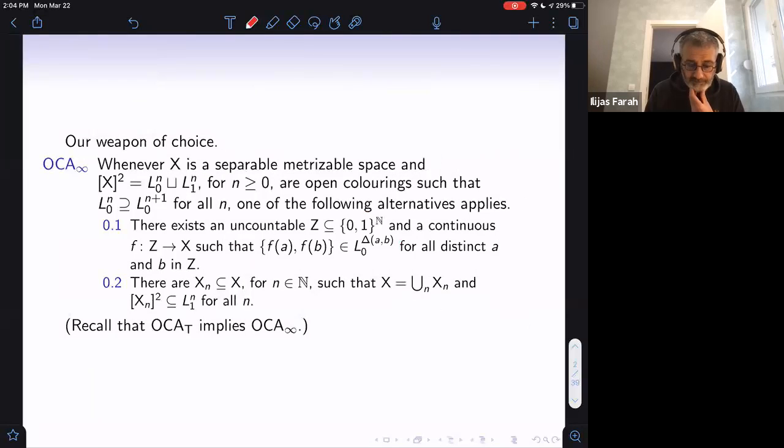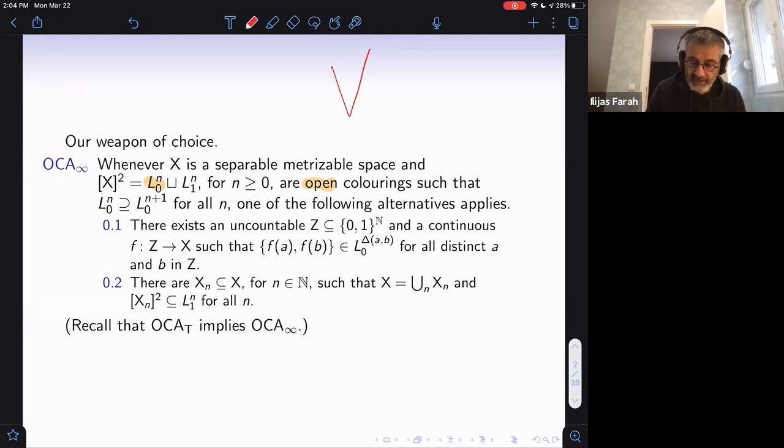All right, so let me first remind you of our weapon of choice. It is OCA infinity, which is the axiom stated here. It says that whenever we have a separable metrizable space X and a sequence of open colorings, remember, open coloring means that the first color is open, and that the sequence of open parts is decreasing, then one of the 2 alternatives applies.